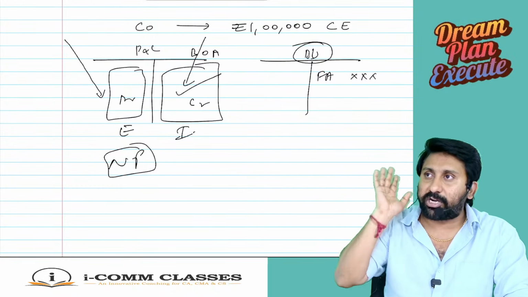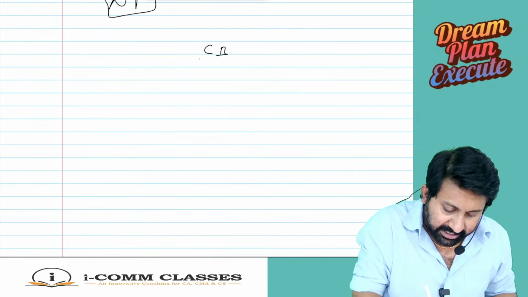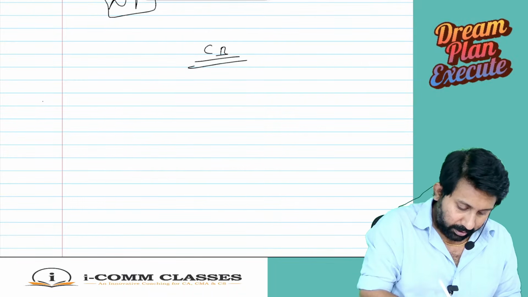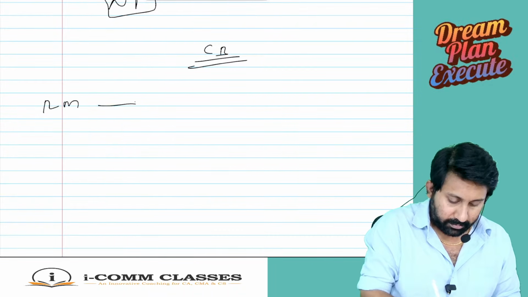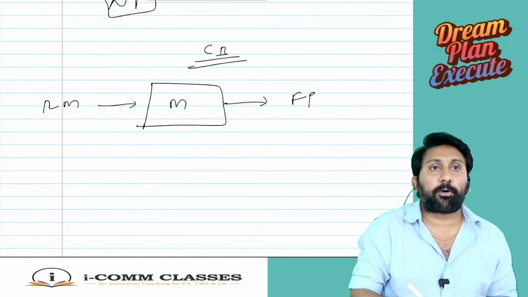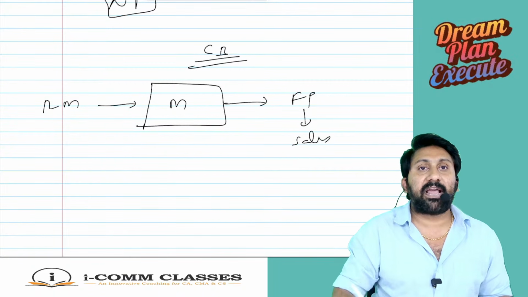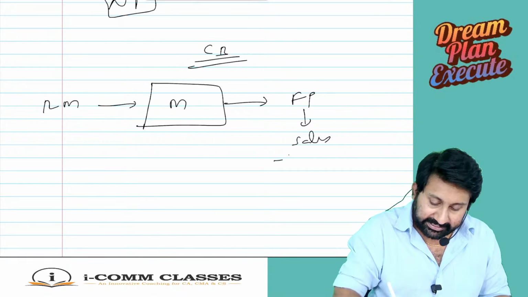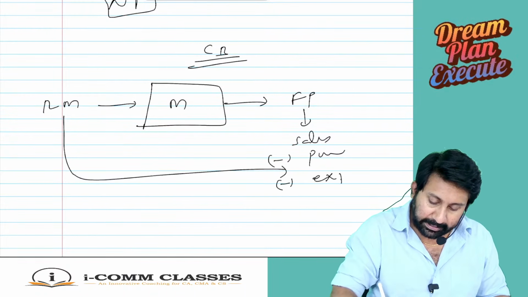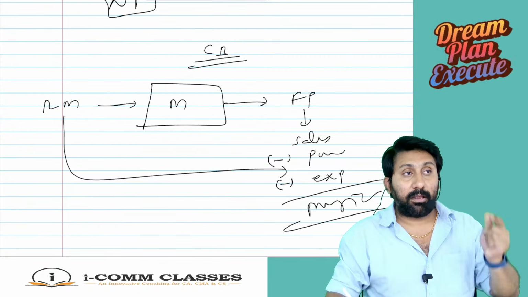Now, another question I wanted to ask you. To do my business, in the capital budgeting chapter that we are learning, see the screen. Raw material is there, entering into machinery, finished product came out. Finished product will be made as sales. But sales minus this raw material purchase and all other expenses will give me profit. Now listen carefully.